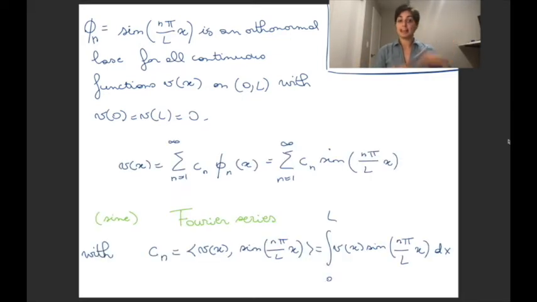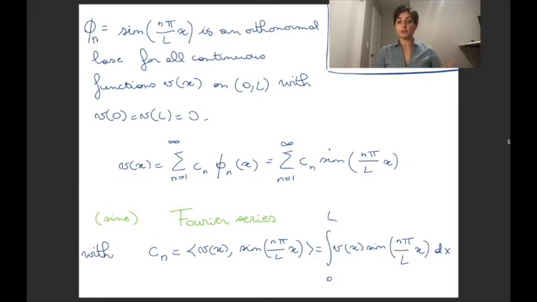That means that any function V(x) can be written as an infinite sum of Cn times φn, where φn is the sine. This is called the sine Fourier series, sometimes just Fourier series if you know which one you're referring to. There exists a cosine Fourier series and there exists a mixed Fourier series. But for the moment, we're just going to concentrate on the sine Fourier series.